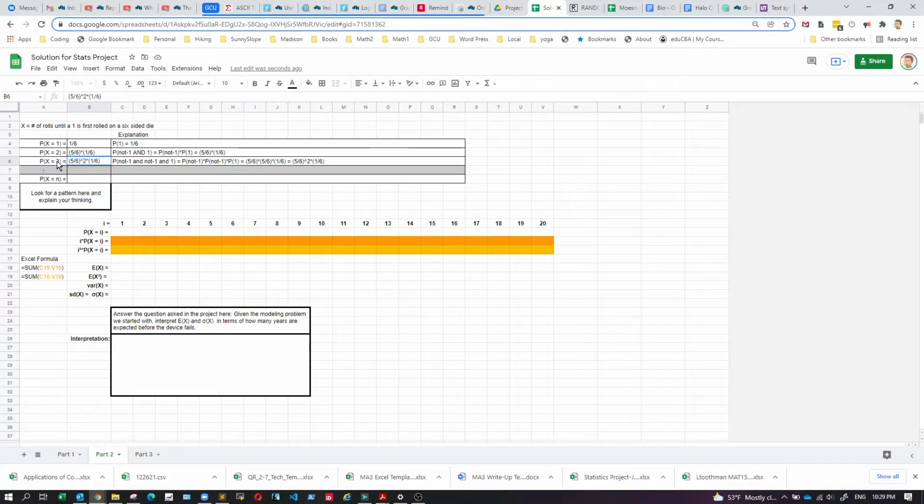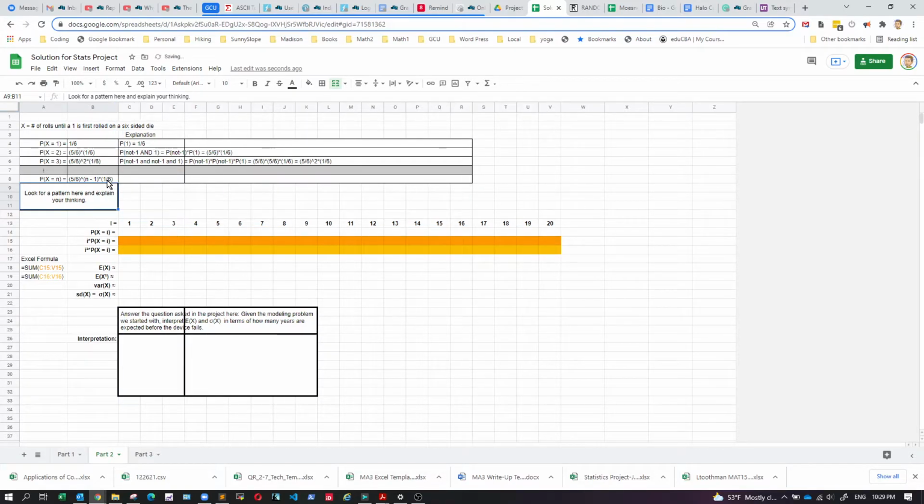Okay, and I think maybe we see the pattern. Basically, I just have a 5 over 6 to some power, and that power is 1 less than the first place I roll a 1, right? So here the power is 0. 5 over 6 to the 0 is just 1. And then, for x equals 3, it's 5 over 6 to the 2, right? So this is 1 less than the number that's there. And so our general formula here will be 5 over 6 raised to the n minus 1 times 1 over 6.